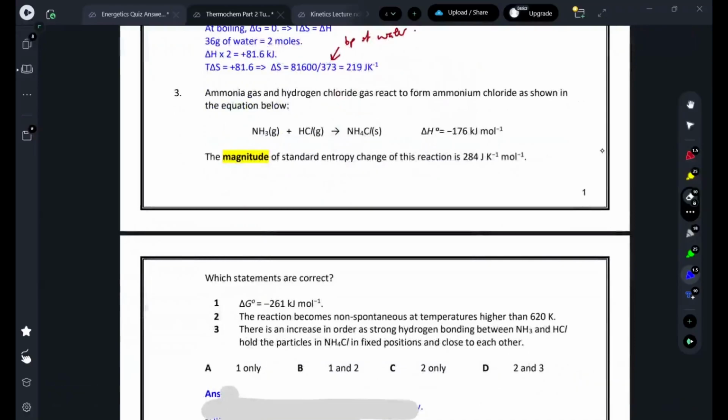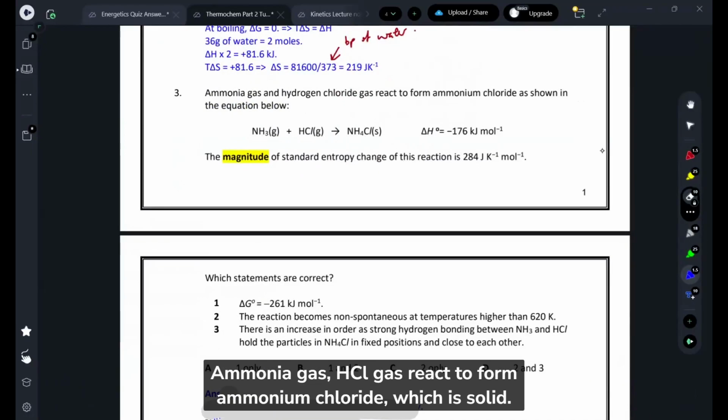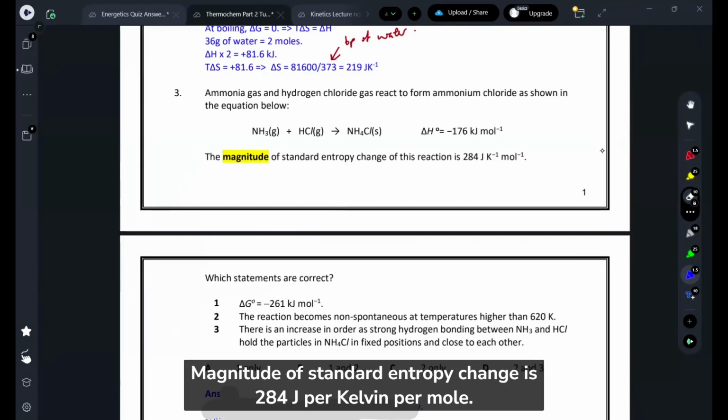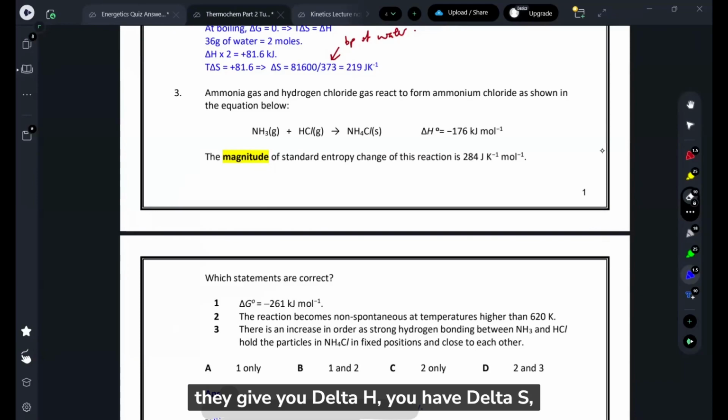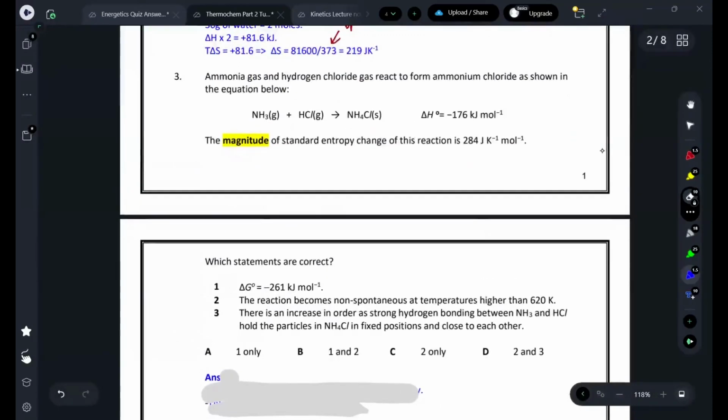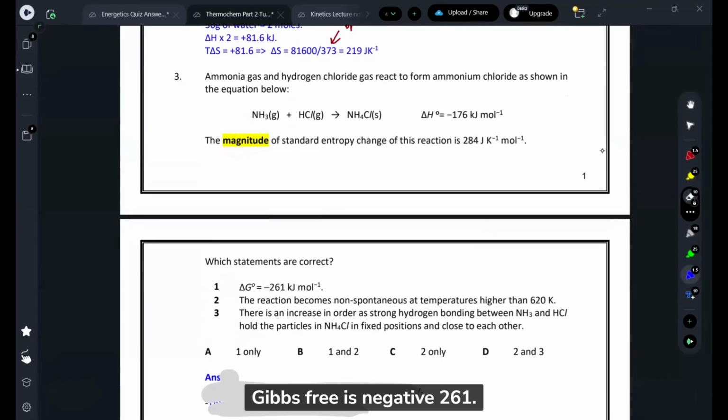3. Ammonia gas and HCl gas react to form ammonium chloride, which is solid. The magnitude of the standard entropy change is 284 joules per Kelvin per mole. So this is your delta S. They give you delta H, and you have delta S. Which statement is correct? Gibbs free energy is negative 261.